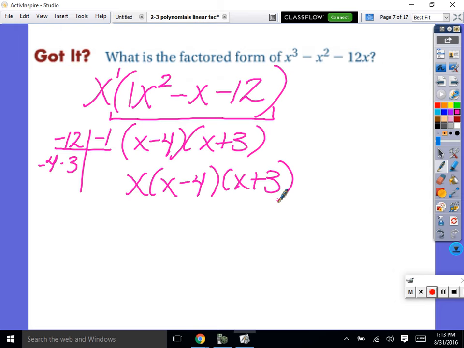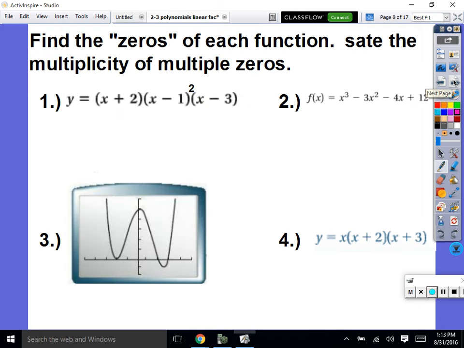Then I said, okay, now tell me, what are the solutions? So set each of those equal to 0. So we have x equals 0, we have x equals 4, and x equals negative 3, right? Everybody? That's where it's going to be crossing the x-axis. Awesome. All right, so look up here. Last thing on the finding the zeros. So it says find the zeros of each function and state the multiplicity of multiple zeros.